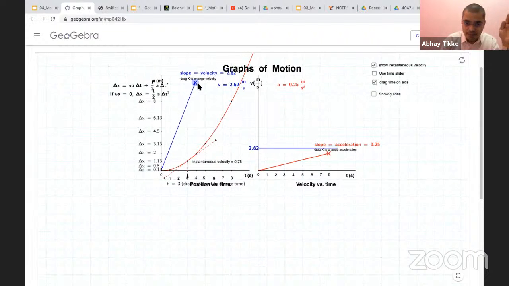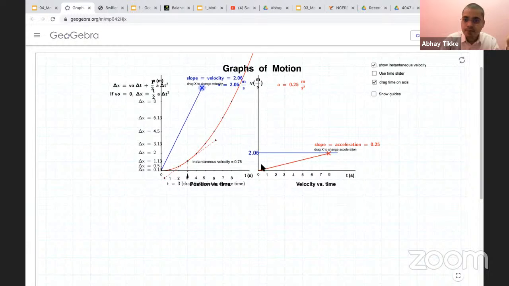As I increase the steepness of the slope, the velocity is also increasing, but velocity is uniform because it is parallel to the time axis. Time axis के parallel है, मतलब क्या होगा velocity? Very good. Now let us do some magic with the red color graph.